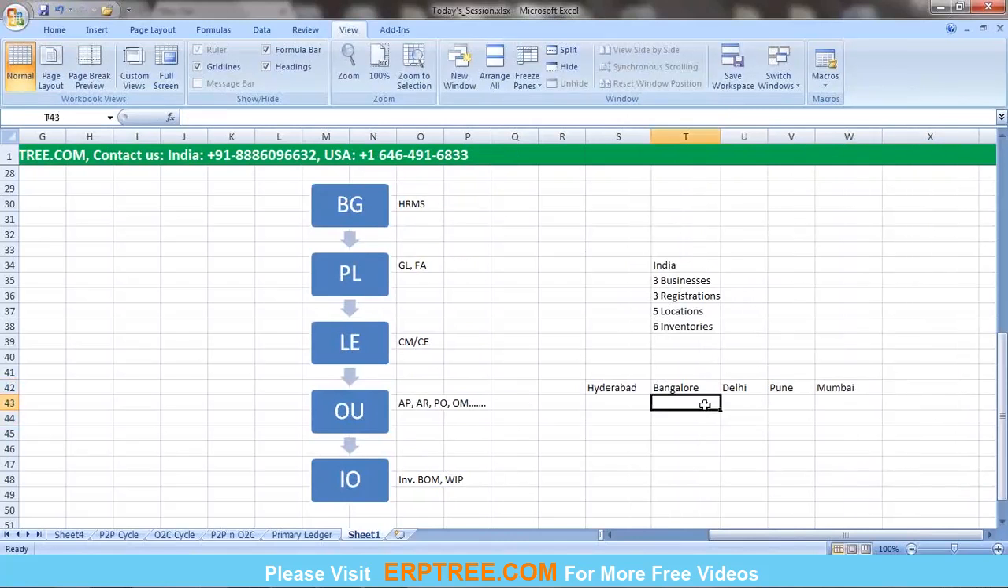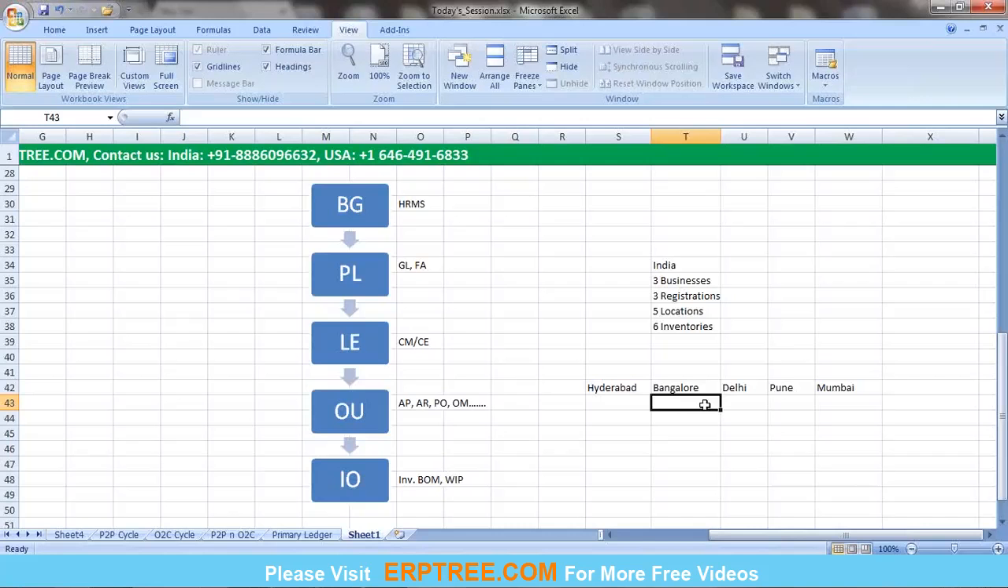Now if the client says that in these 5 locations, whatever business we are doing, we want to maintain the data separately, and we want to have security for the data separately, and we want to prepare the reports separately, where we will be able to track the expense, the revenues and finally the profitability. In that scenario, we'll go with the 5 locations, each location as one separate operating unit.